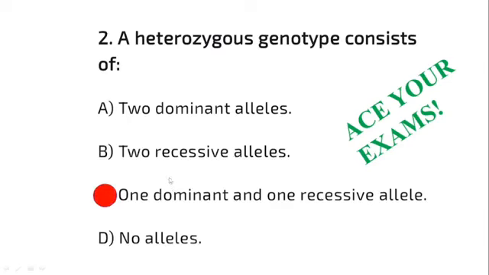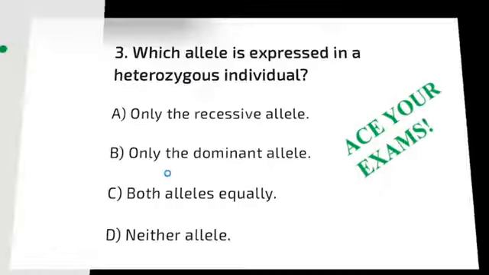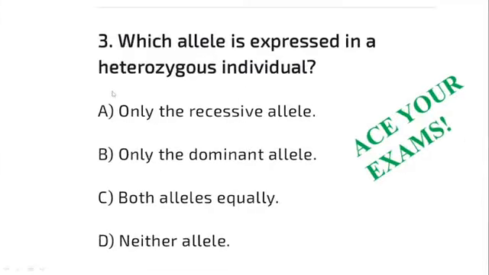So we now move on to our question 3. The question reads, which allele is expressed in a heterozygous individual? A, only the recessive allele. B, only the dominant allele. C, both alleles equally. D, neither allele.